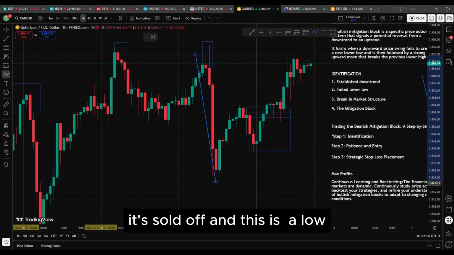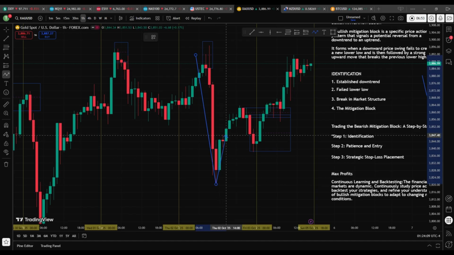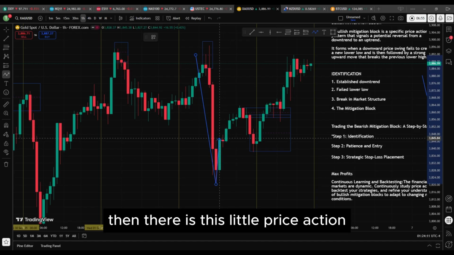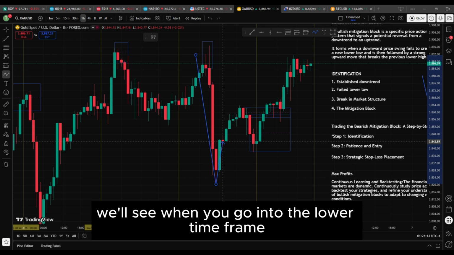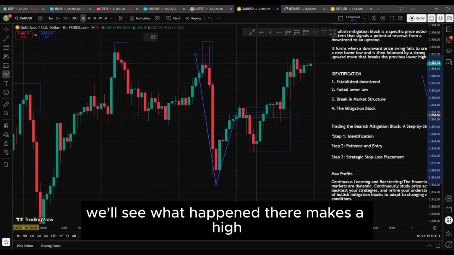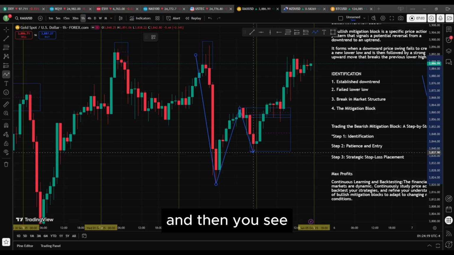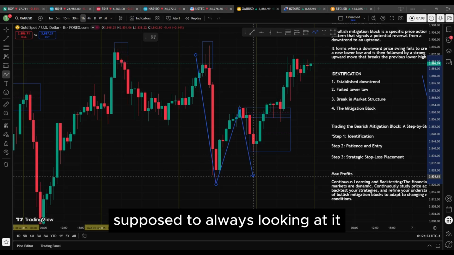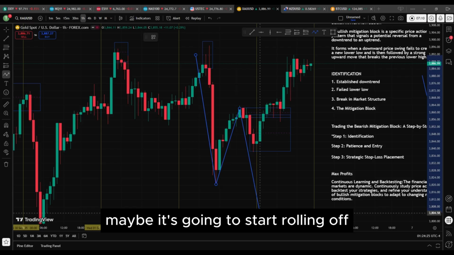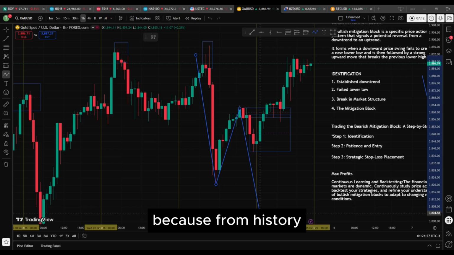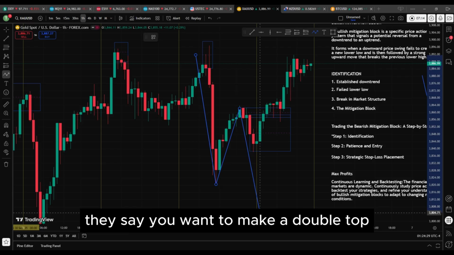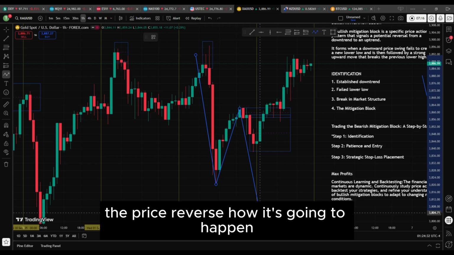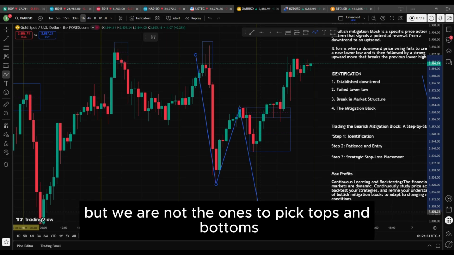And this is a low. Then there is this little progression, but this is an hourly chart, so we'll see what happened when we go into the lower time frame. It makes a high, and then you see it makes another low here. Maybe it's going to start rolling off. Whereas from history, once you make a double top, that means a price reversal is going to happen. But we do not want to pick tops and bottoms.